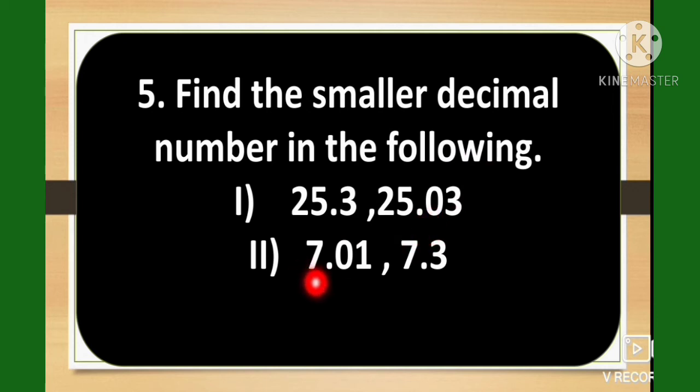And in the second one, 7.01 and 7.3. Comparing the whole number part, both are equal. So as a second step, we have to compare the 10th place digits. Here it is 0 and here it is 3. So 0 is less than 3. So here itself we can say that 7.01 is less than 7.3. So 7.01 is the smaller decimal number.